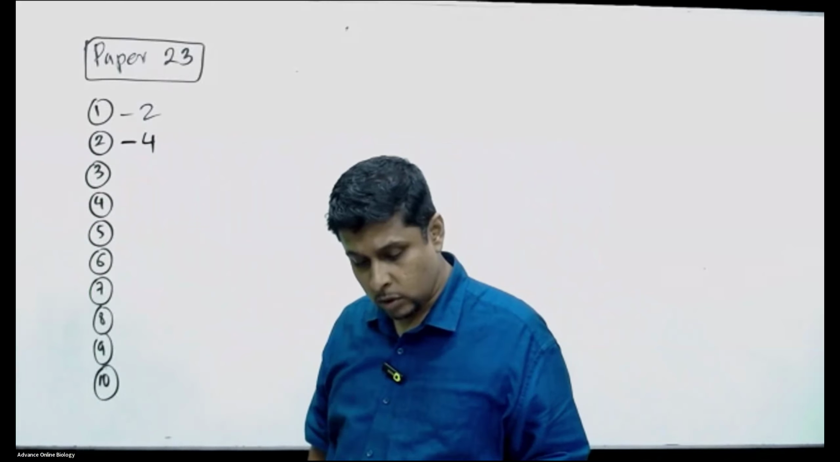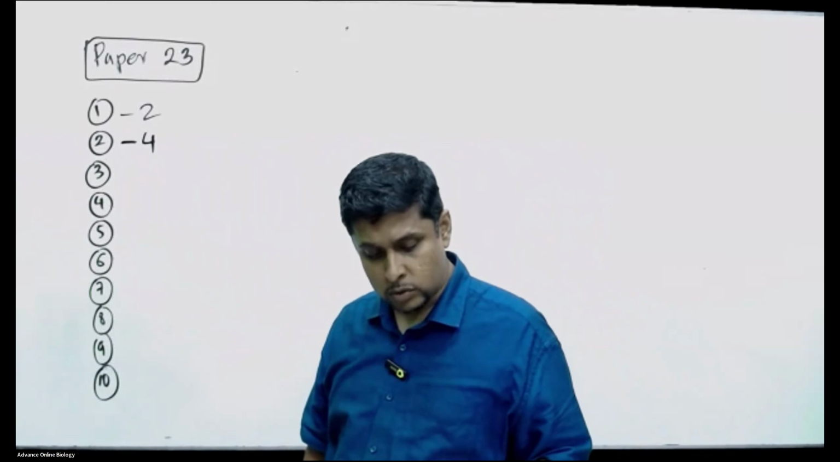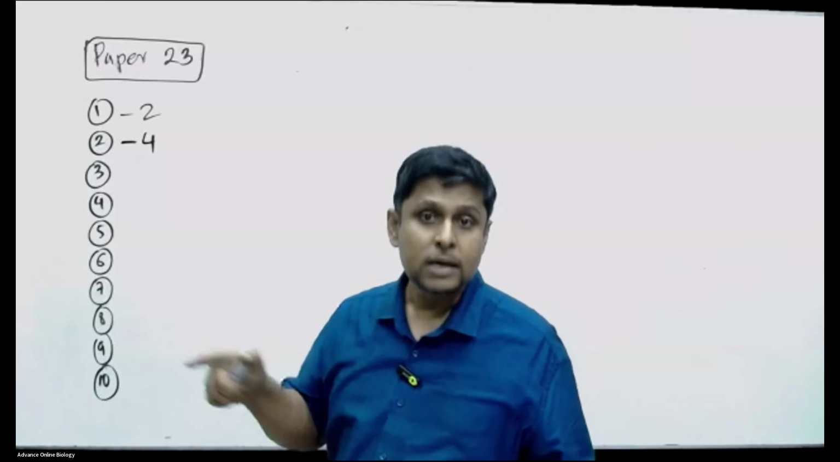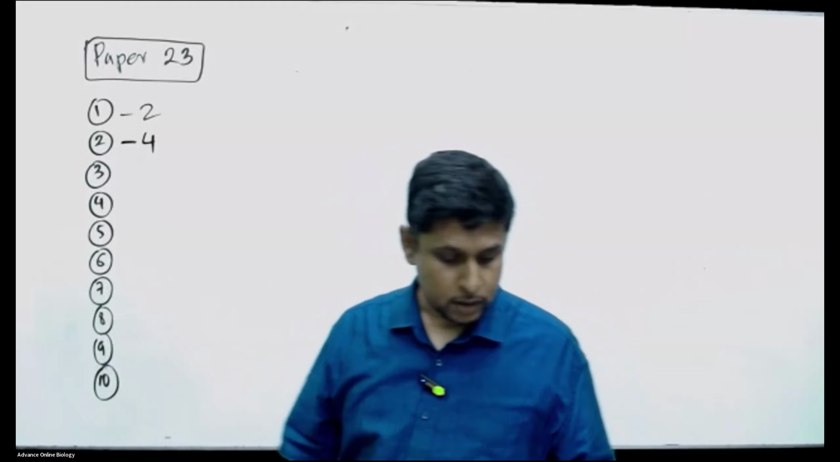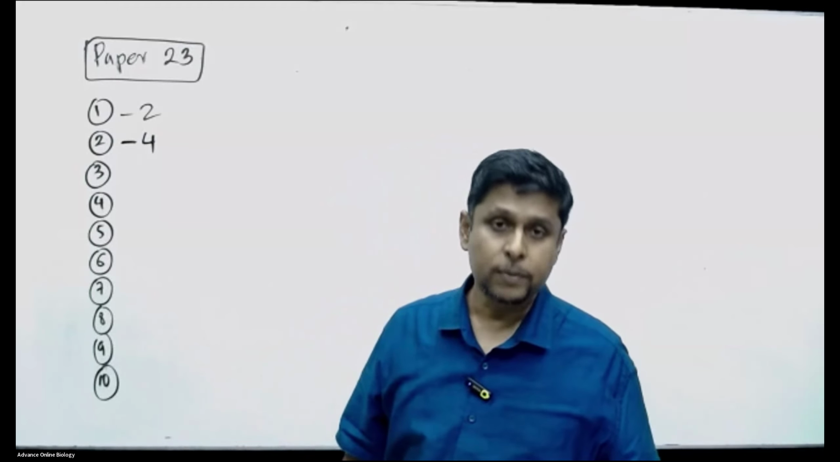Adenosine is a nucleotide which produces ATP. Adenosine is a nucleotide, wrong. It is, adenosine is a nucleoside, right? Adenosine is a nucleoside, wrong. Then NADP plus functions as an oxidizing agent.